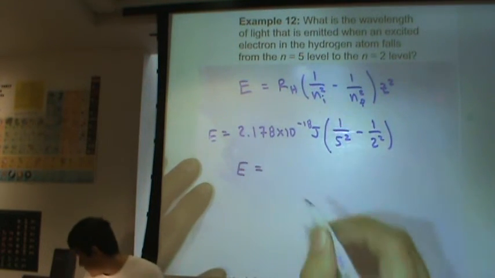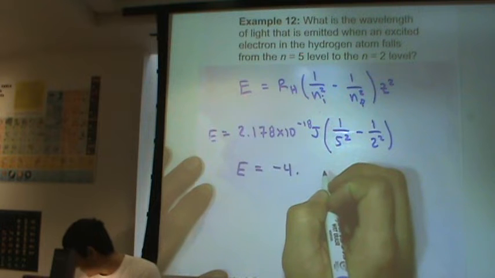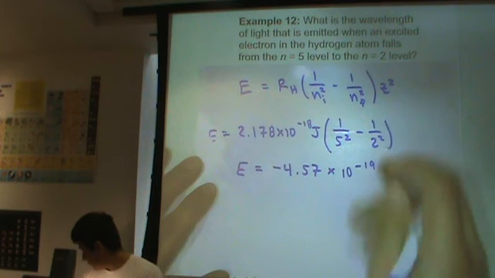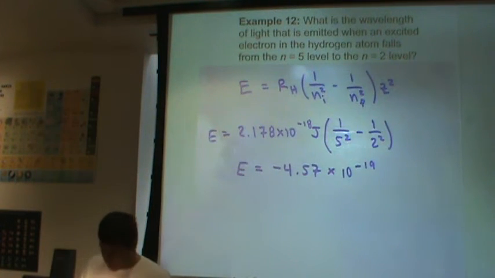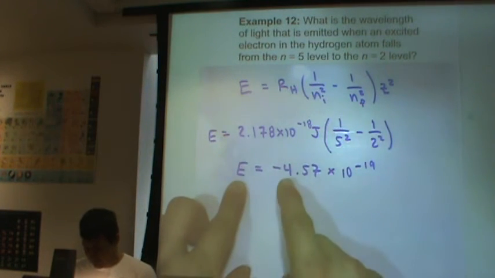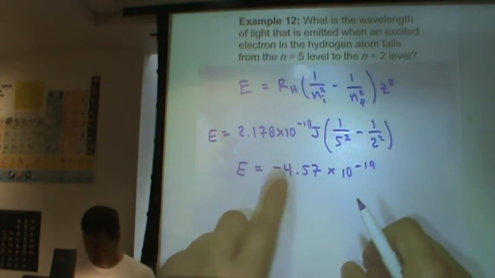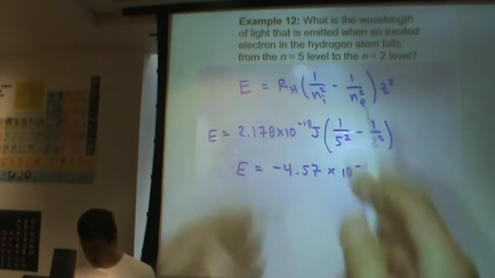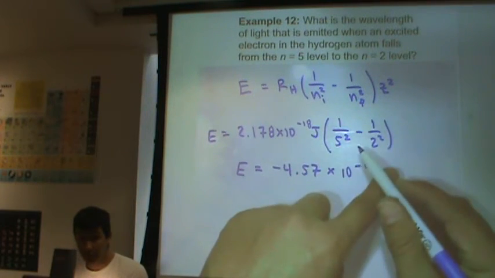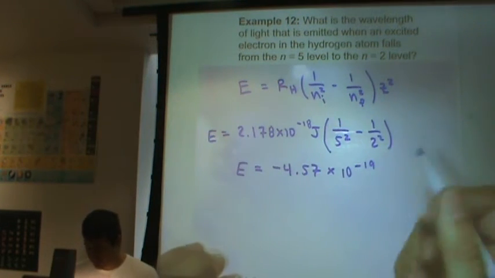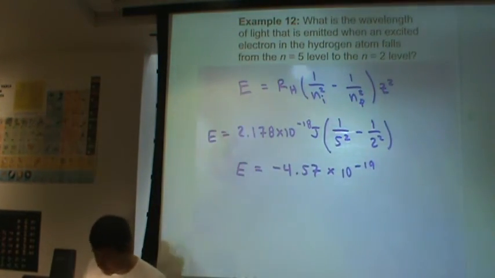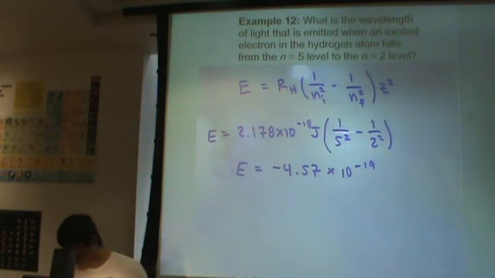Our energy is going to be equal to negative 4.57 times 10 to the negative 19th. Remember, it's saying emitted. When something is emitted, this energy is going to be a negative value. When something is absorbed, this value is going to be positive. So if you read a question that says emitted and you get a positive value in here, you probably have these two flipped. And if you are absorbing something and you get a negative value, again, you probably have something flipped in here, or you accidentally put a negative sign in front of it, or go back and make sure that you're using the right equation.